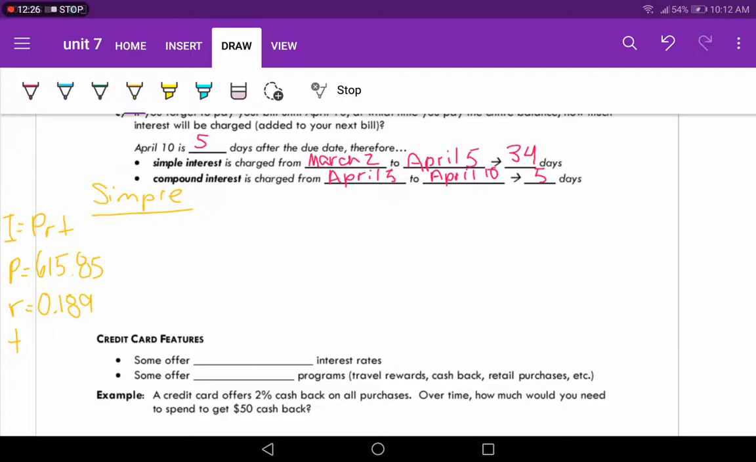Remember, the time always has to be written in years. So that's 34 divided by 365. Which you can leave as a fraction or turn into a decimal. So that decimal is 0.09. Okay, after that, all you have to do is plug that information into your formula, which just says we have to multiply all of those together.